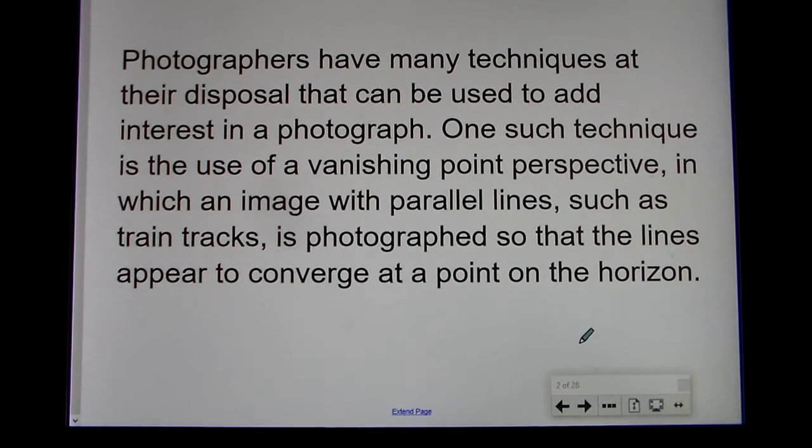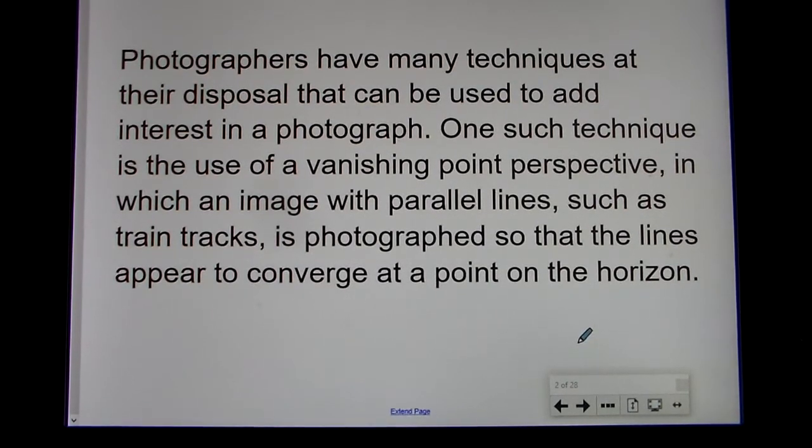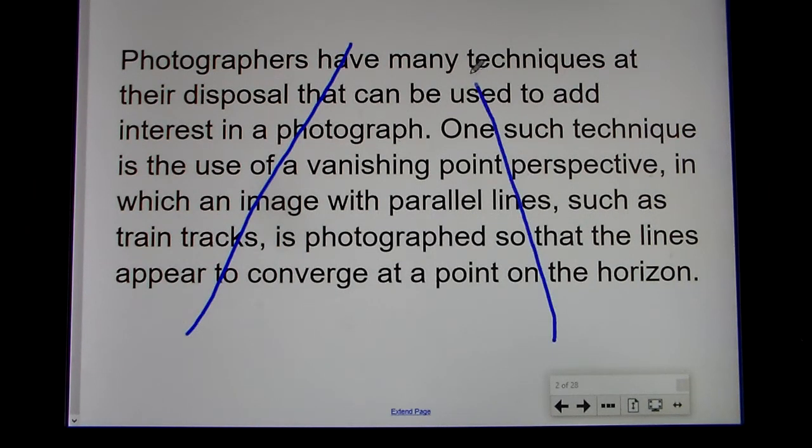Some things to know: to apply this in real life, photographers have many techniques at their disposal that can be used to add interest in a photograph. One such technique is the use of a vanishing point perspective, in which an image with parallel lines, such as train tracks, is photographed so that the lines appear to converge at a point in the horizon. That's something you've seen before, when it converges as you go down the hallway, as you've seen in our school next to the cafeteria.